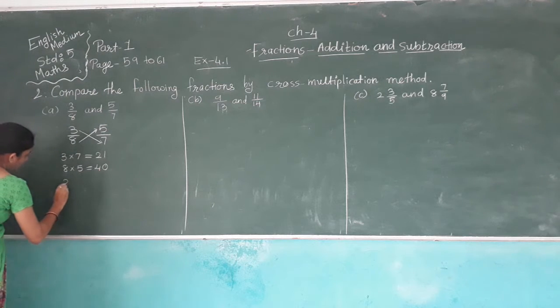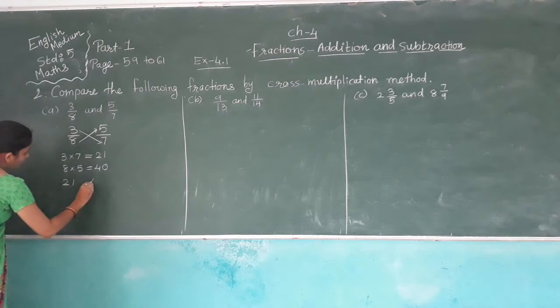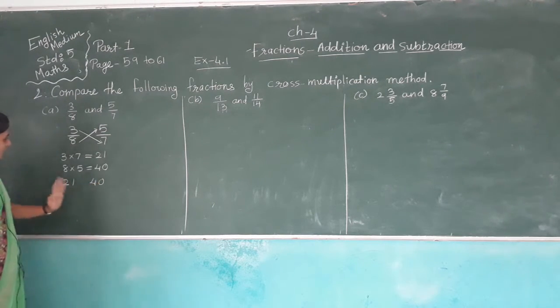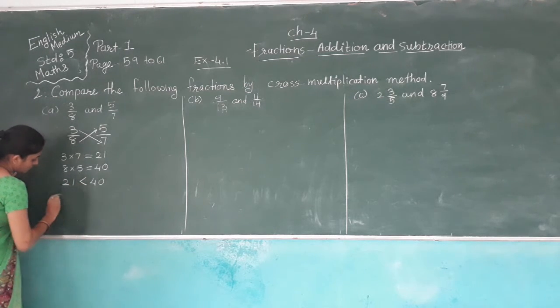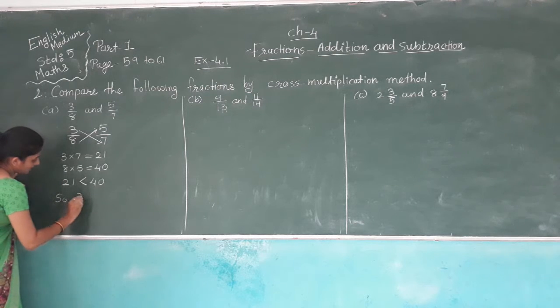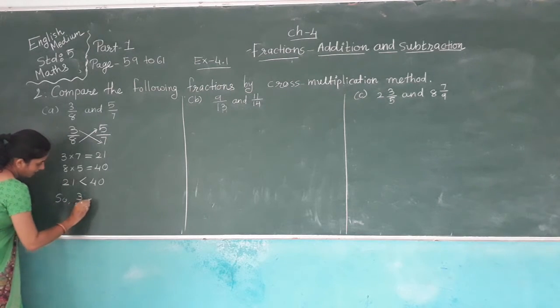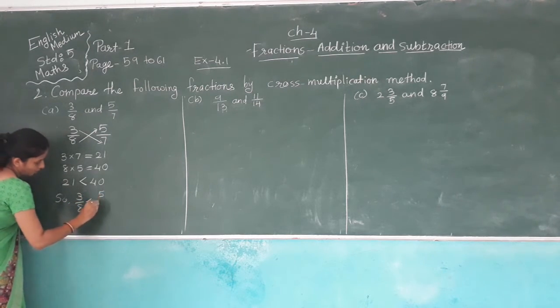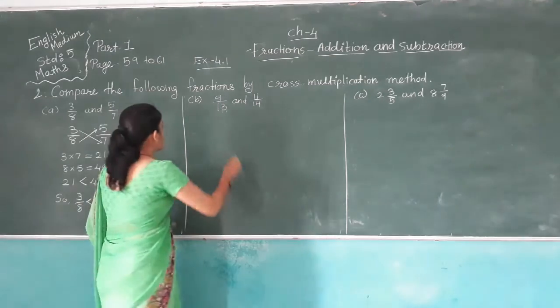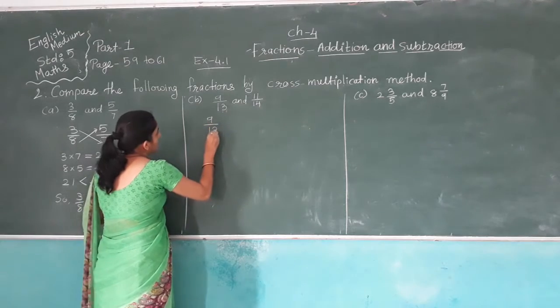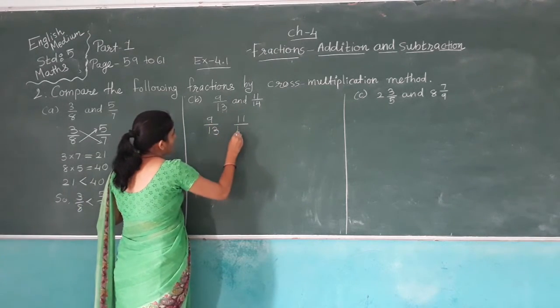So compare both numbers, 21 and 40. In both numbers, which one is the greater? So 40 is the greater. That means 3 out of 8 is less than 5 out of 7.